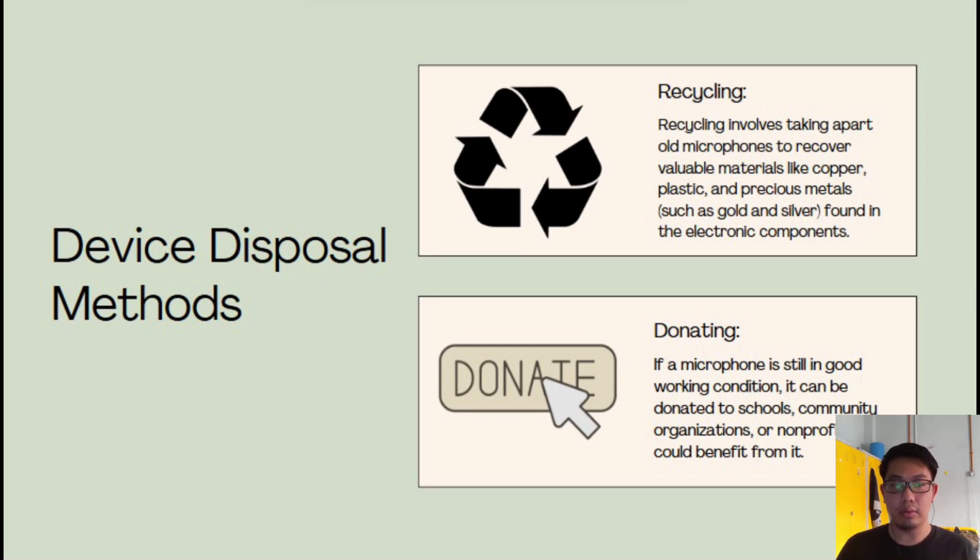Another way is by donating, because let's say a microphone that you don't need or use is still functional. In this way, you can donate it to other schools, communities, or even those in need. For example, you can give it to a voluntary program if they want to do a small ceremony. You can even give it to non-profits like orphanages or other care places.